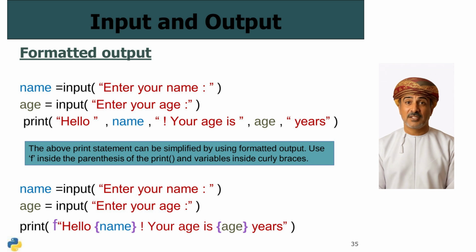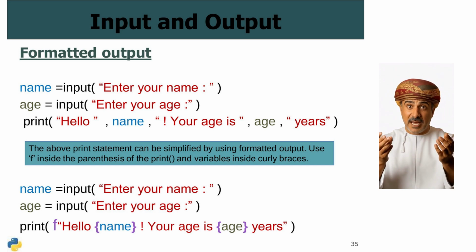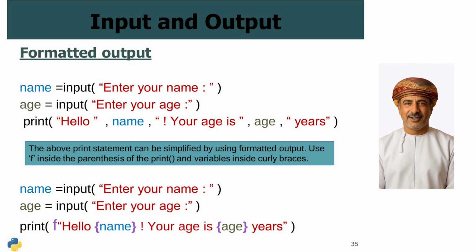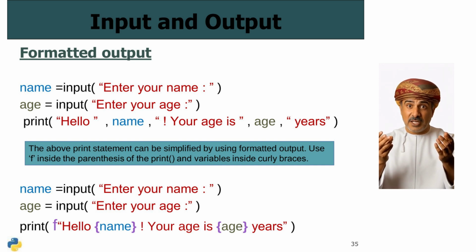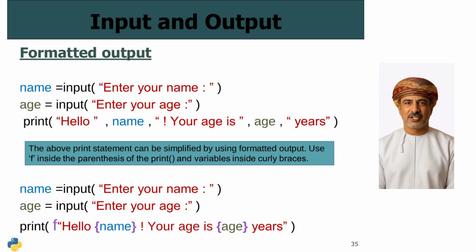Formatted output enhances readability and efficiency. By using f-strings, variables are embedded directly within curly braces. For example, print(f"Hello {name}! Your age is {age} years") simplifies the process, making the code cleaner and more intuitive. This method is preferred for dynamic string construction in Python.